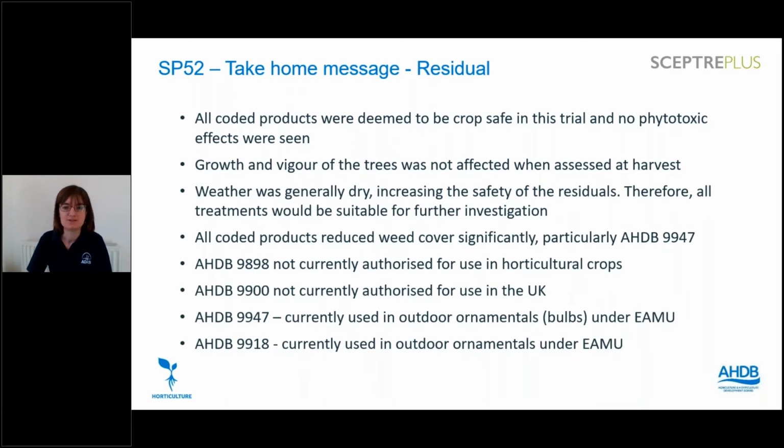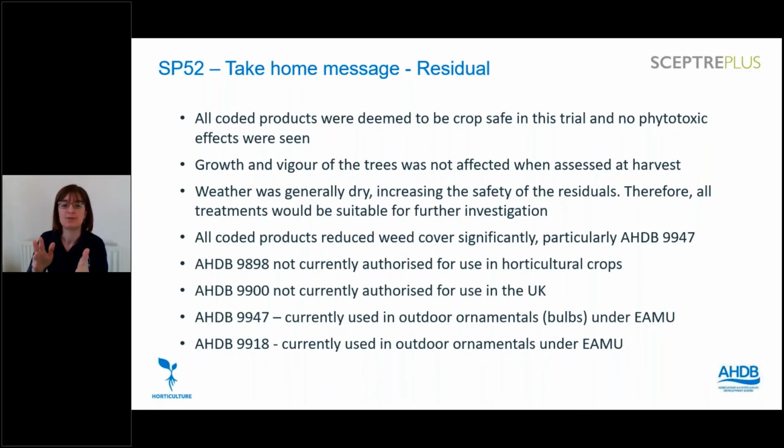In terms of the residual trial, just to reiterate again, all seemed to be crop safe and no phytotoxic effects were seen, and it didn't appear that the residual herbicides had had any effect on the growth and the vigour of the trees when they were assessed at harvest. But as I said, with the contact one, it was generally dry throughout that trial period, and so it would be good to, if we could, have a look at the products again in different years and different weather conditions.